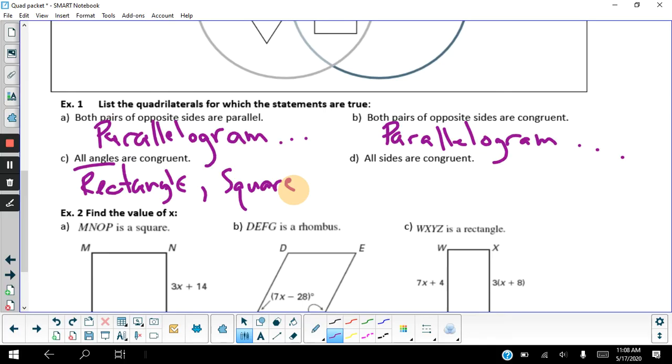And then how about this one? All sides are congruent. Well, that's not true in a rectangle, but it is true in a rhombus. So it's true in a rhombus, and if it's true in a rhombus, it's true in a square.